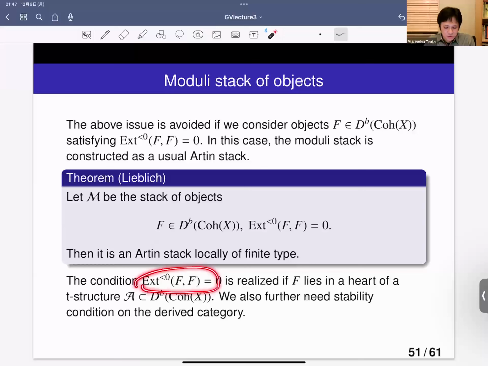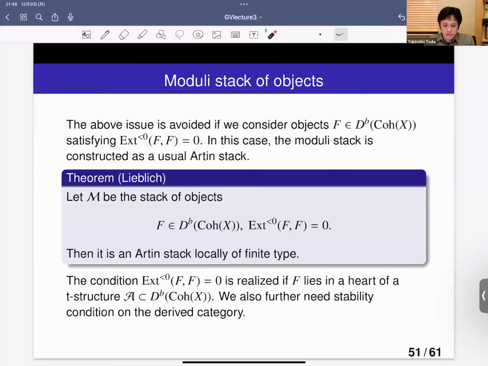So this condition is realized if F lies in the heart of a t-structure. Of course, if F is a coherent sheaf, then this condition is automatically satisfied. And in the previous lecture, I explained the notion of t-structure. If the object lies in some heart of a t-structure, then this condition is automatically satisfied. So then we can consider the moduli space of objects in a given heart of a t-structure.